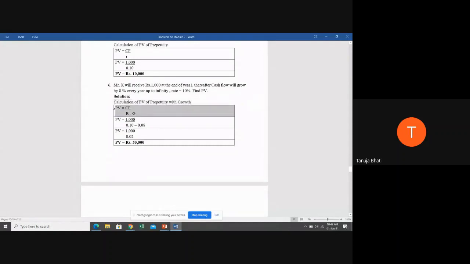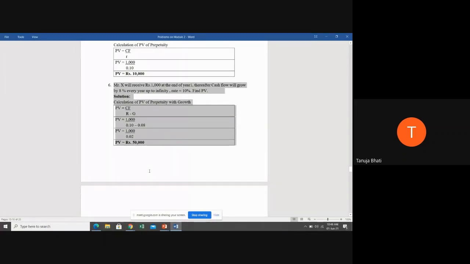So present value is nothing but CF divided by R minus G. So CF, that is cash flow, is 1000 divided by R, the rate is 10%, which is 0.10, minus 8%, which is 0.08. When you divide this, you get the present value as 50,000. Is this clear? Yes, ma'am.